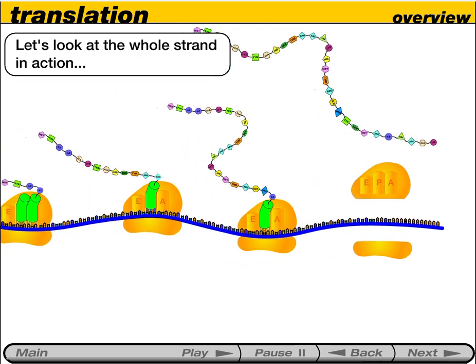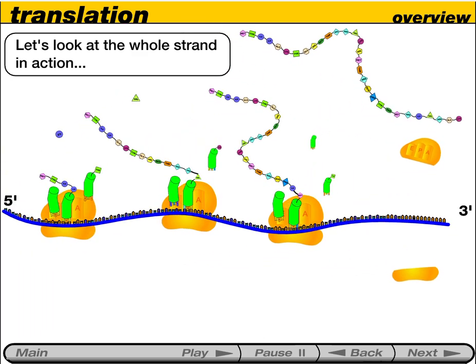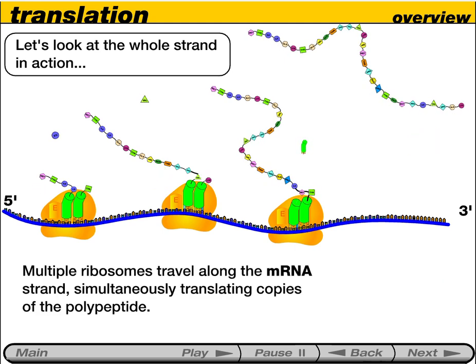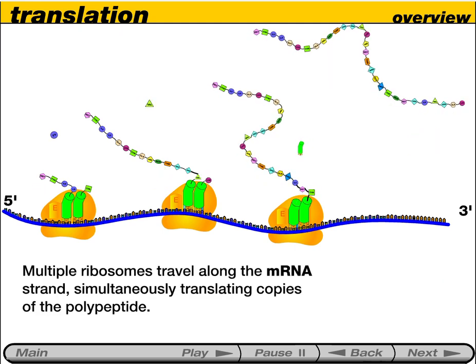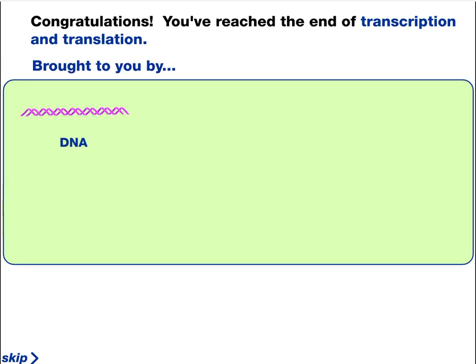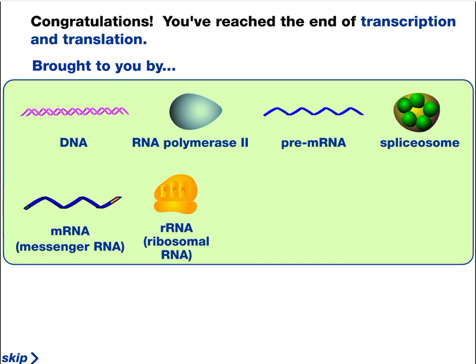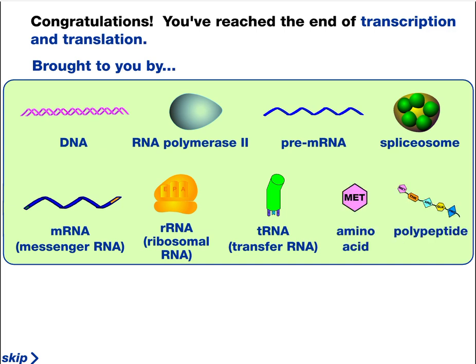Let's look at the whole strand in action. Multiple ribosomes travel along the mRNA strand, simultaneously translating copies of the polypeptide. Congratulations! You've reached the end of transcription and translation, brought to you by DNA, RNA polymerase II, pre-mRNA, spliceosome, mRNA, rRNA, tRNA, amino acid, and polypeptide.